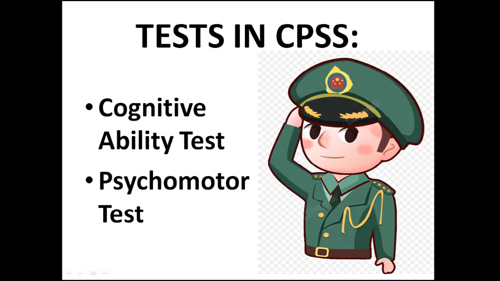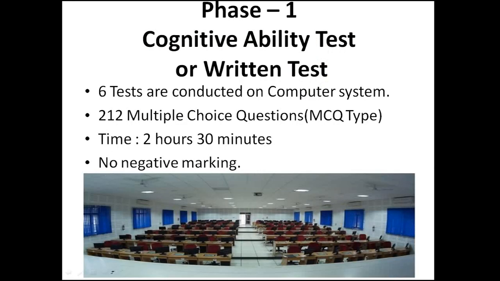Now, the tests which are conducted in CPSS include first the cognitive ability test, and second the psychomotor test. Phase 1 is your cognitive ability test or written test. In this test, a total of 6 tests are conducted on a computer system. There are a total of 212 multiple choice questions, that is MCQ type. Time given is 2 hours 30 minutes. There is no negative marking.